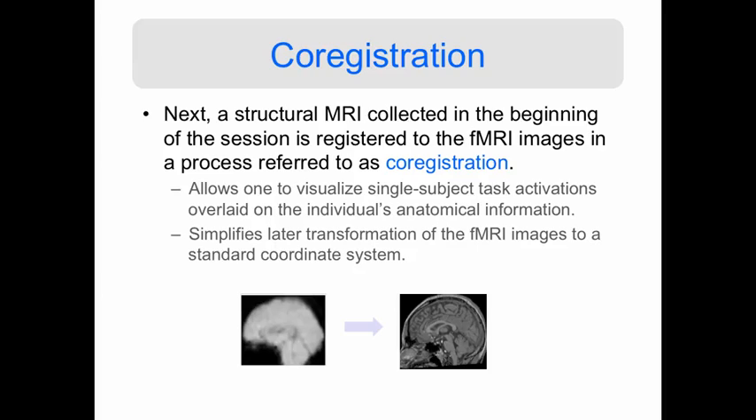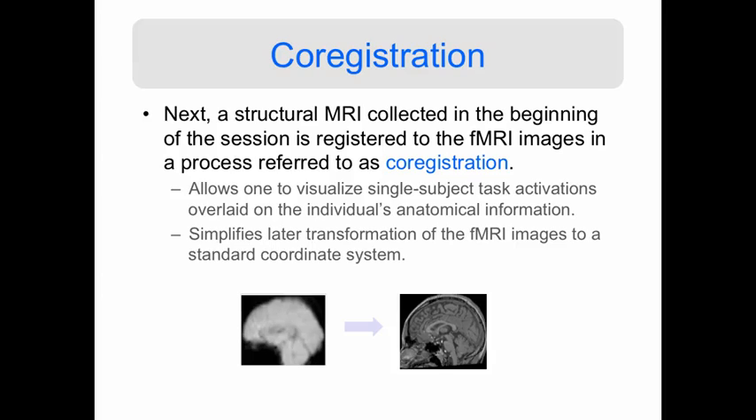Next, let's turn our attention to the structural MRI image that we collected in the beginning of the session. The next thing that we do is we typically register this to the fMRI images in a process referred to as co-registration. So we want the structural image and the fMRI image to be as aligned as possible. Now, why do we want to do that? Well, for one reason, it allows us to visualize single subject task activations on the individual's anatomical information.